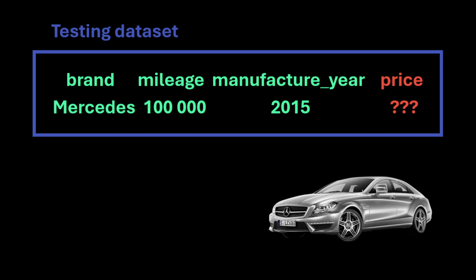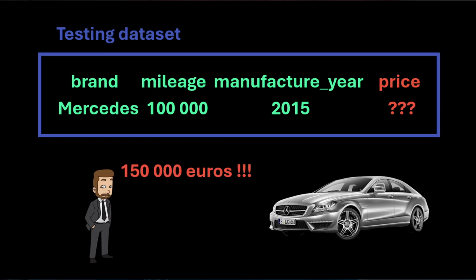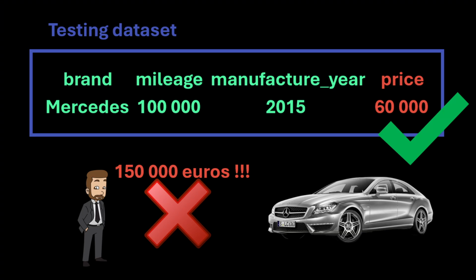The model will learn on this data, and then when I go buy a car in the future, I know the car is a Mercedes with 100,000 kilometers and the year of manufacture is 2015. I can easily spot that the salesman is trying to cheat me out of money, because he is trying to sell me this car for 150,000 euros, but when I put this data into my model, the estimated price by the model is only 60,000 euros.